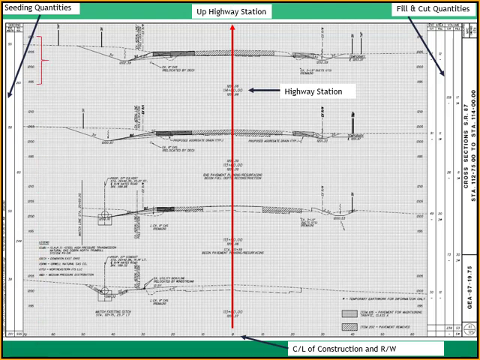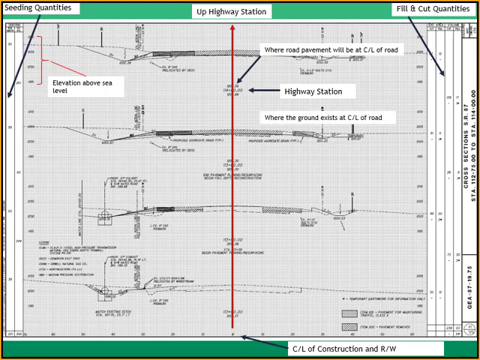All right, the elevation changes are shown in a bracket to your left. That is elevation above sea level. Where road pavement will be at the center line of the road, I've drawn a black arrow to that. That exists just above the highway station reference, and the number below the highway station reference is where the ground exists at the center line of the road.